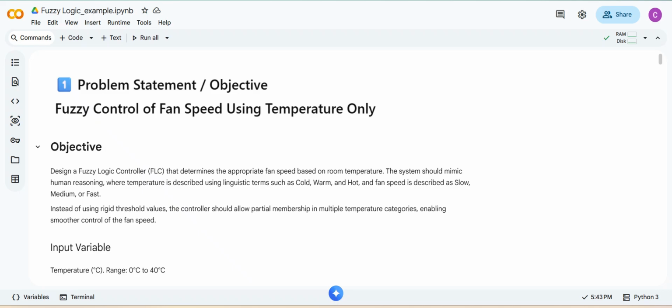Students, today's session was about fuzzy logic, and we discussed a simple example of how to control fan speed when we have the input temperature. As you can see on the screen, I have defined the objective of this example for your understanding. It is to design a fuzzy logic controller that determines the appropriate fan speed based on room temperature.